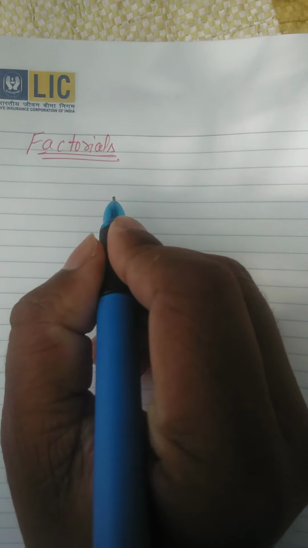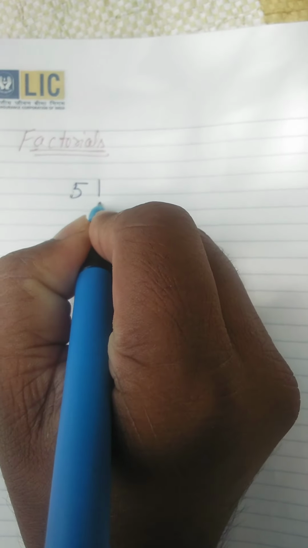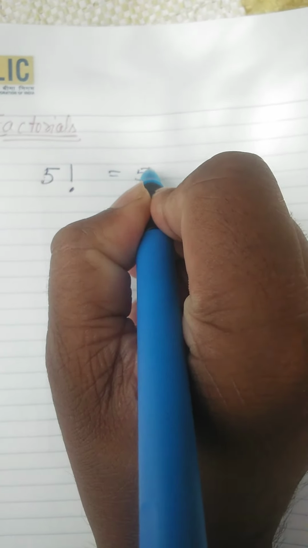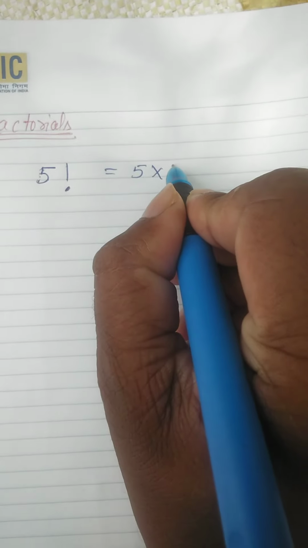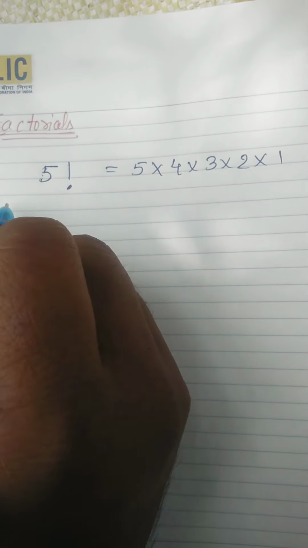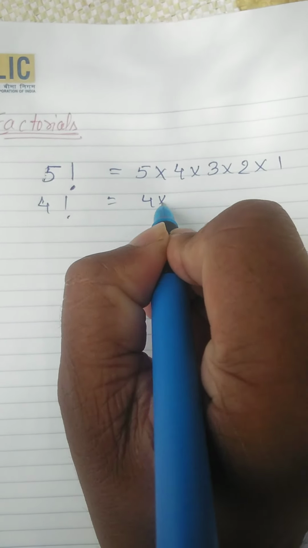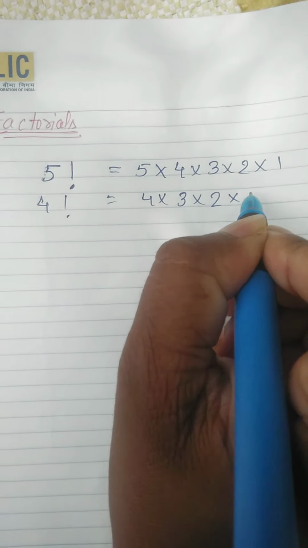Let me give a little introduction. If I write 5 and an exclamation mark, sorry, it's not actually an exclamation mark. In mathematics it is known as factorial. So 5 factorial means multiplying 5 with all the natural numbers less than 5. That means 4, 3, 2 and 1. If I write 4 factorial, it will be 4 into 3 into 2 into 1.